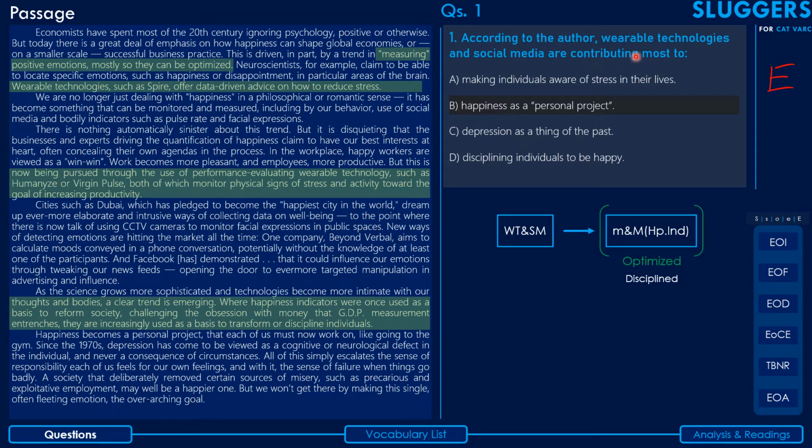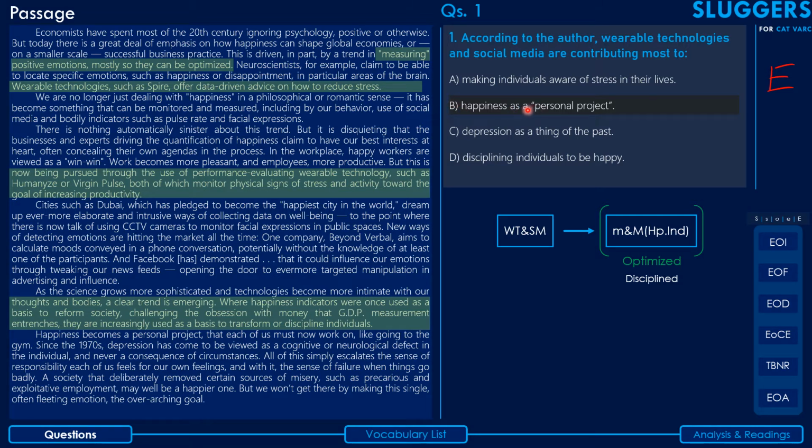Like let's read it with rendering. Wearable technologies and social media are contributing most to rendering happiness as a personal project for individuals. Now it seems to be in line. Okay, so the first problem is it's not phrased properly. When you read these together, it delivers a totally distorted idea. Now the second problem is, let's say, even if we allow for the first problem to be okay, let's just assume maybe there was a word rendering here.